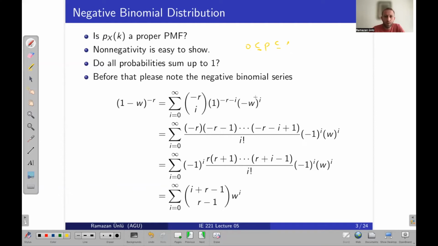But before that, I have to explain something to make things clearer in future. That is the expansion of the negative binomial series. First, let me give you directly the formulation of this one, which is (1 minus w) to the power minus r, and this is equal to this one, okay?